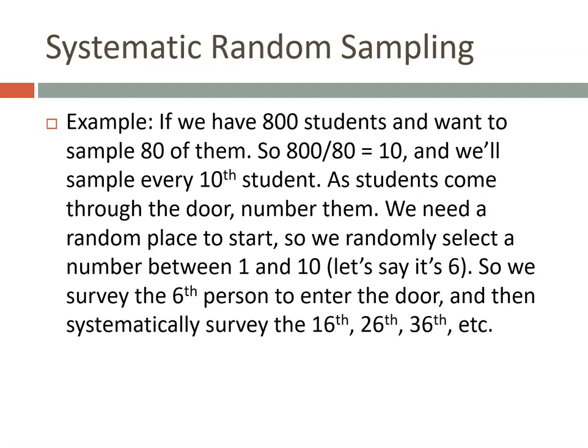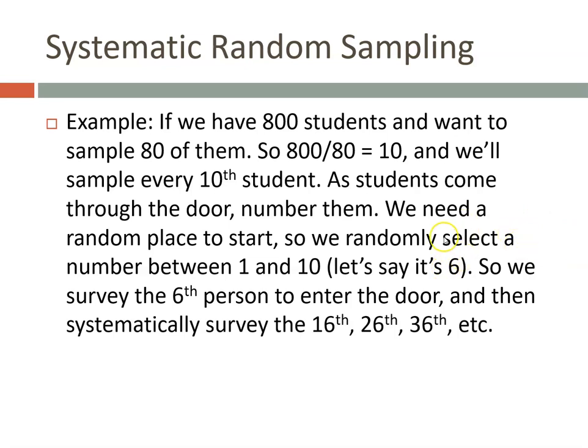As students come through the door, you number them: 1, 2, 3. You need to pick a random place to start, so you would randomly select a number between 1 and 10 using a simple random sample strategy. Let's say you pick 6. Then you survey the 6th person to enter the door, and then you systematically survey every 10th from there: the 16th person, the 26th person, etc. That will ensure that you have your sample of 80 students and you're doing it in a systematic way.